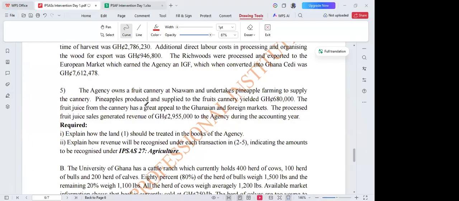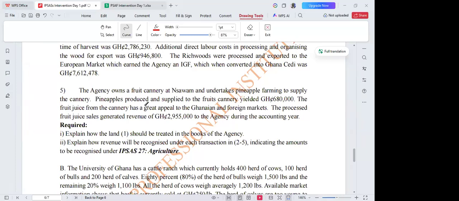Required: I. Explain how the land should be treated in the books of the agency. II. Explain how revenue will be recognized under each transaction in 2 to 5, indicating the amount to be recognized under IPSAS 27 Agriculture.